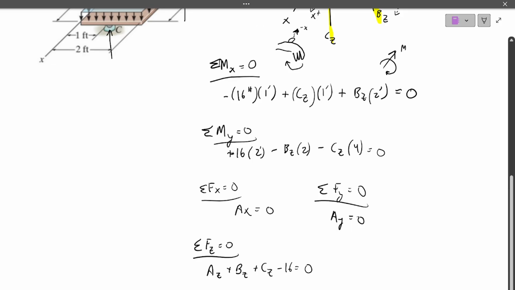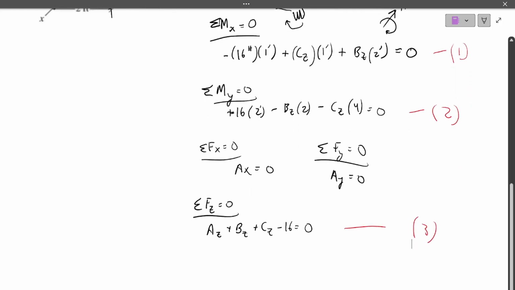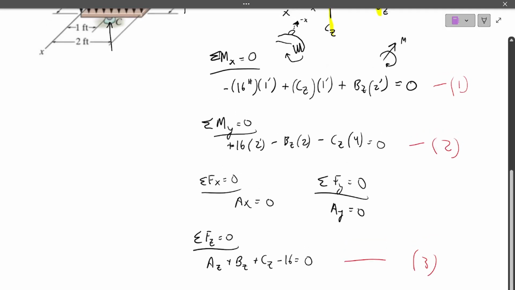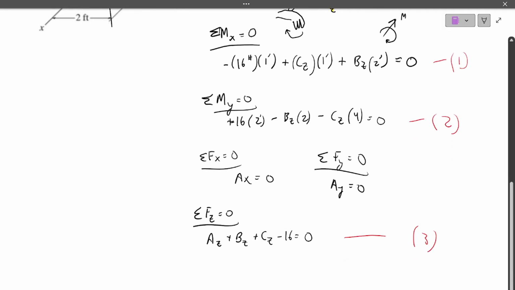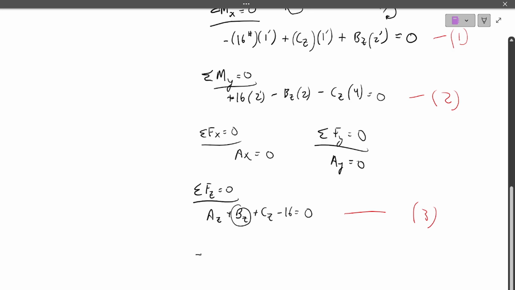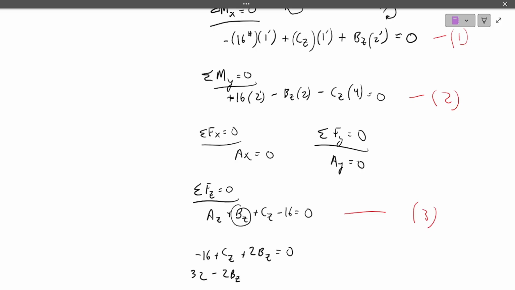If you solve these equations, equation 1, equation 2, equation 3, using a system of equations, you can solve for AZ and then substitute it into the other equations, or plug in BZ, solve for BZ, plug it into these other equations, or you can add the equations up like in algebra. So we'll get this one: negative 16 plus CZ plus 2BZ equals 0. Then 32 minus 2BZ minus 4CZ equals 0. And the last one, AZ plus BZ plus CZ equals 16.